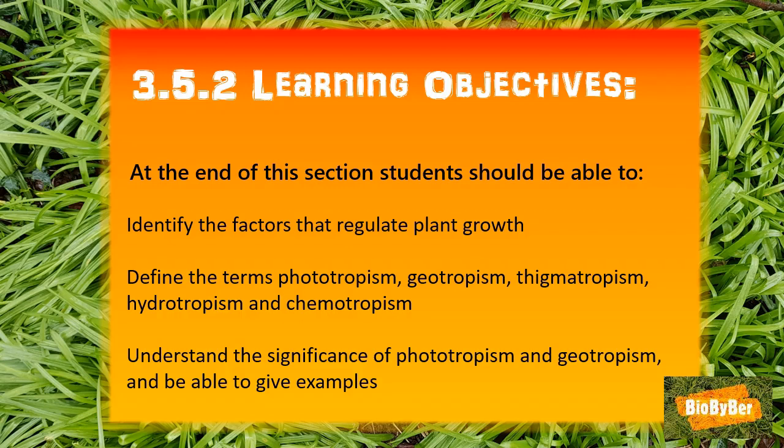What does this actually mean? What are we trying to learn? Well, you have to be able to identify the things that control or regulate growth in plants. You have to be able to give the definition of the following terms: Phototropism, Geotropism, Thigmatropism, Hydrotropism and Chemotropism. And you have to understand the importance of Phototropism and Geotropism and be able to give examples of each.